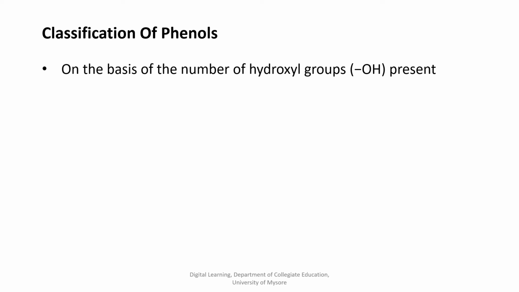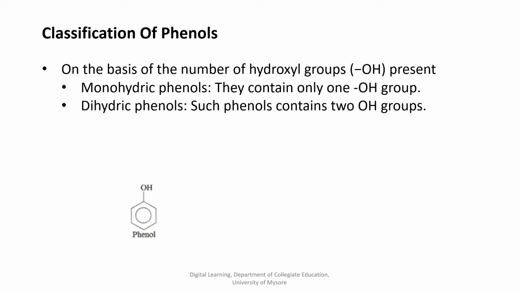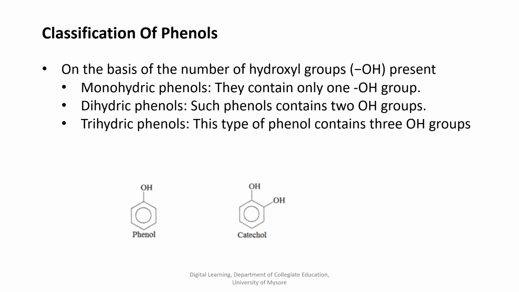Coming to the classification of phenols, based on the number of hydroxyl groups present, it is classified as monohydric phenol, which contains only one hydroxyl group, and dihydric phenol, which contains two hydroxyl groups, as in catechol. Then trihydric phenols. This type of phenol contains three hydroxyl groups, say for example, phloroglucinol.